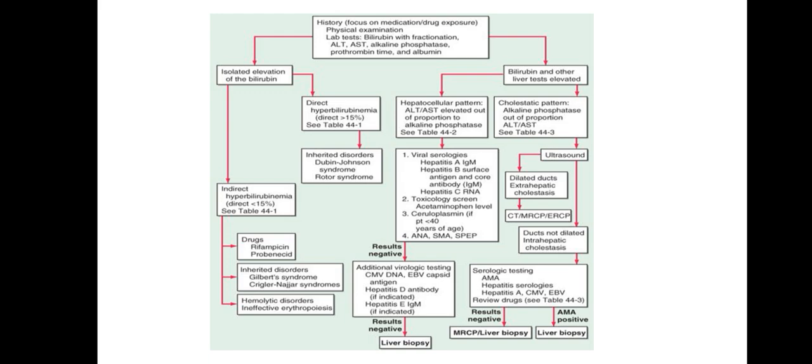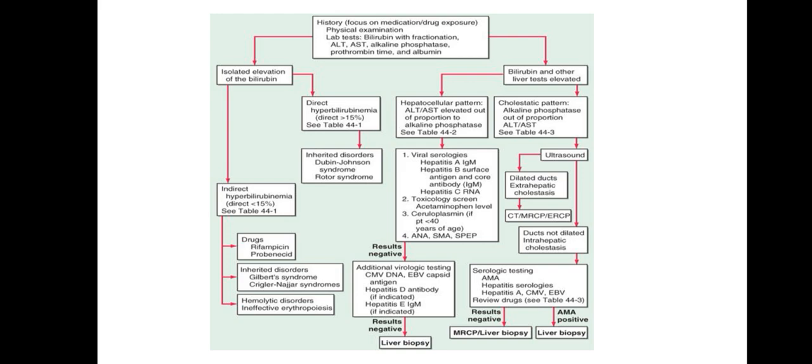Summary: for jaundice, we have to take thorough history, physical examination, laboratory investigations, from which we can classify it as isolated elevation of bilirubin, and then bilirubin and other liver enzymes elevated. In isolated elevation of bilirubin, we can either have indirect hyperbilirubinemia, where the direct is less than 15%. This can be caused by drugs, inherited conditions like Crigler-Najjar and Gilbert's, and also hemolytic anemias and ineffective erythropoiesis. Direct hyperbilirubinemia, where the direct is more than 15% of the total fraction, can be caused by Dubin-Johnson and Rotor.